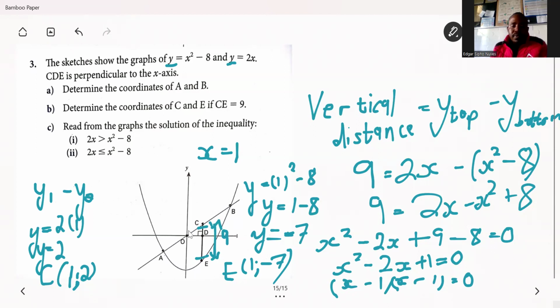We've got those. So now that's the formula we use, and then we solve for x. Then C and E do share an x value. Once we found the x value, we substitute into the respective function. C lies on the straight line, so we substitute x equals 1 into the straight line. We find the coordinates of C. Then E lies on the parabola. We substitute x equals 1 into the parabola. Then we find the y coordinate of E. So the coordinates of C is 1, 2. Coordinates of E is 1, minus 7.